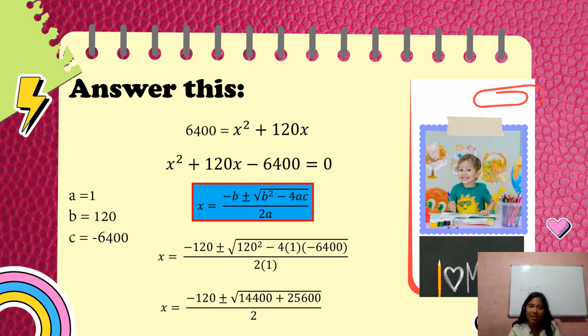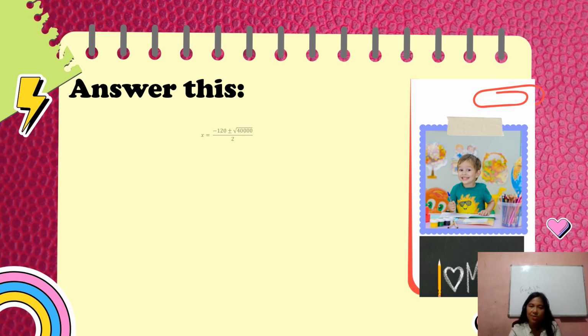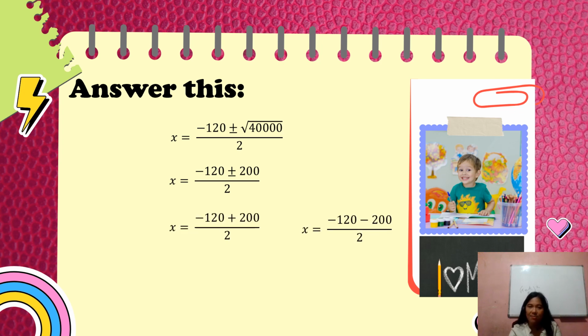Tapos, i-add natin itong dalawang to. So, we're going to get 40,000. Yung square root ng 40,000 is 200. Ngayon, dahil wala ng square root sign, so kailangan nating i-separate ang plus and minus. Okay. Ngayon, magsimula tayo dito sa plus. Negative 120 plus 200 is, ilan ba? 80. That's 80 over 2. 80 divided by 2 is 40.